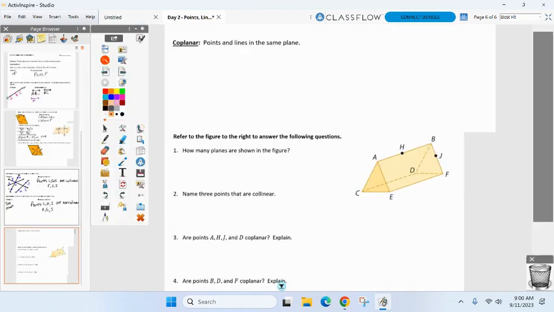Last vocabulary term, coplanar. So I know collinear meant points on the same line. Coplanar, yeah, points on the same plane, or it could be lines on the same plane because you have lines on planes. So here's the diagram I'd like you to draw. I am not an artist at all, but this is the one thing I do decently, a cube, and that's about as far as my artistic abilities go. So if you could draw me a cube, that would be great.